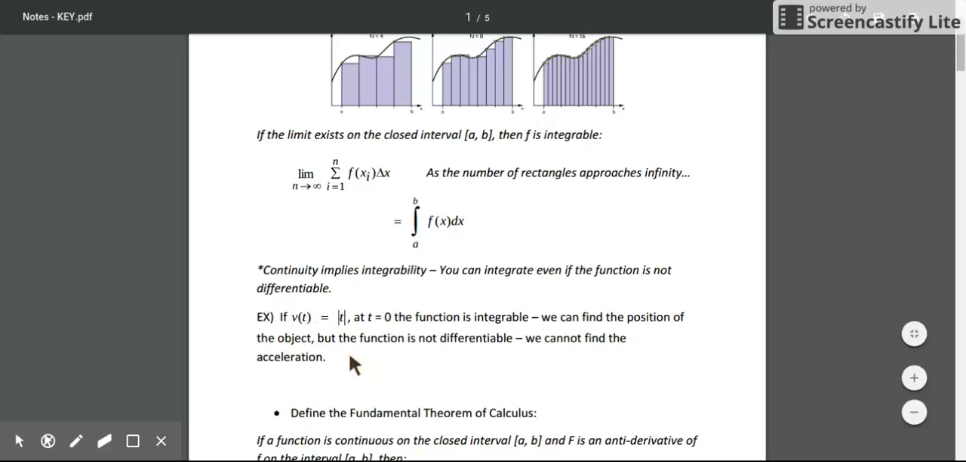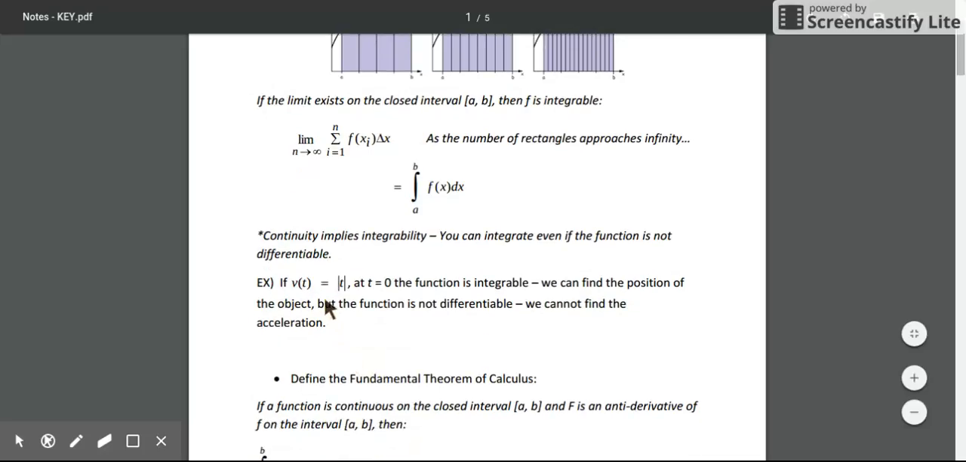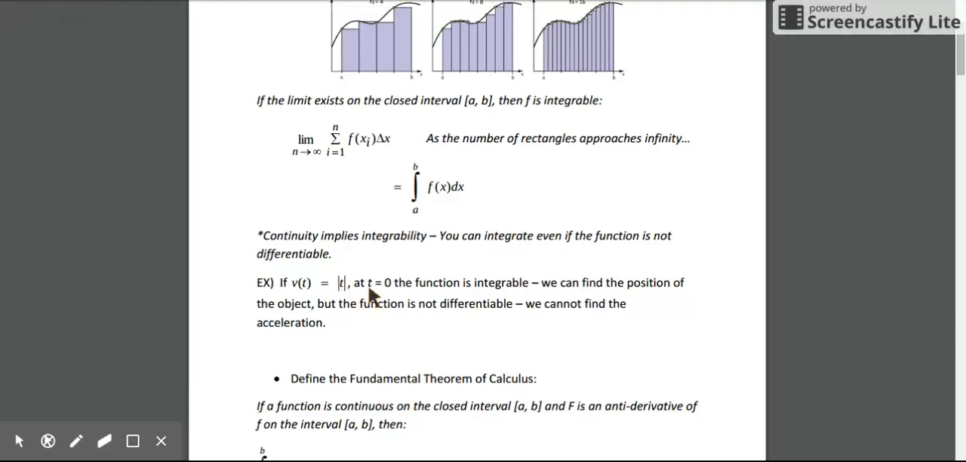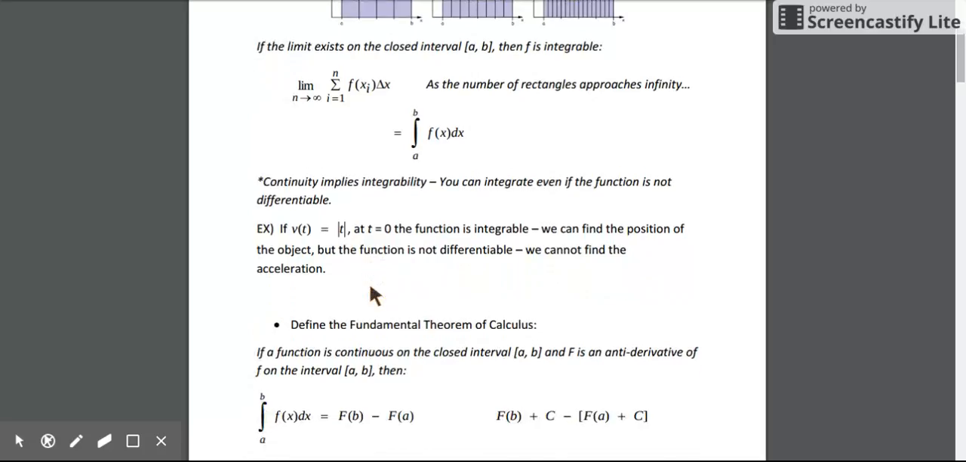And so, for example, we could think about velocity. If our velocity function is an absolute value function, that means it's got a sharp point at t equals 0. We can find the position. We can integrate that sharp point. We just can't differentiate it. So we can't find the acceleration, but we can find the position. So just a slight discrepancy there.